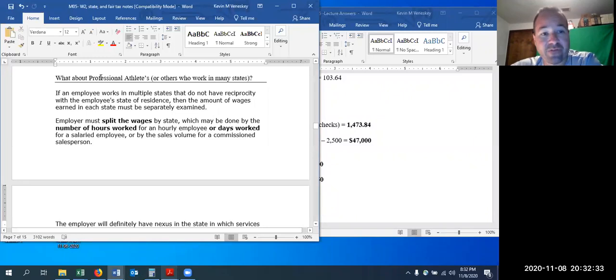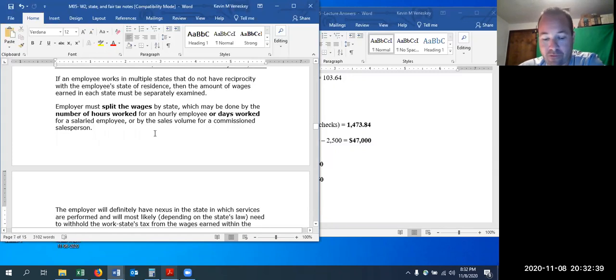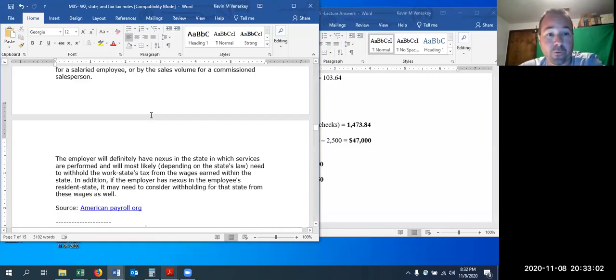All right, so this is about the professional athlete. Notice here how they typically are done. You can read through this. I'm not going to read through it, but you can see they split the wages. If they play 81 games, that would be a somewhat easy way to split up your wages based on where you're earning your pay. If you play 10 of those 81 games in California because they have lots of teams, then 10 out of 81, whatever that percentage is, would be on the California return.